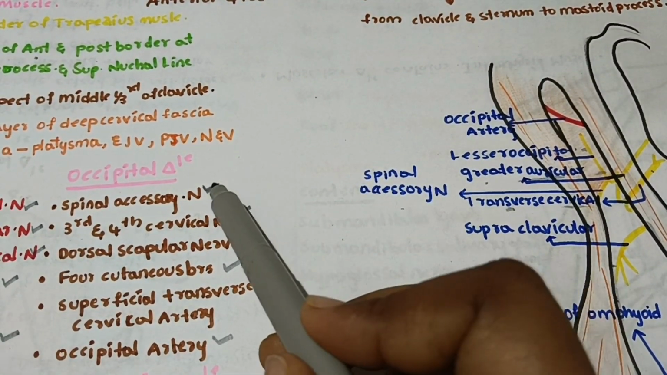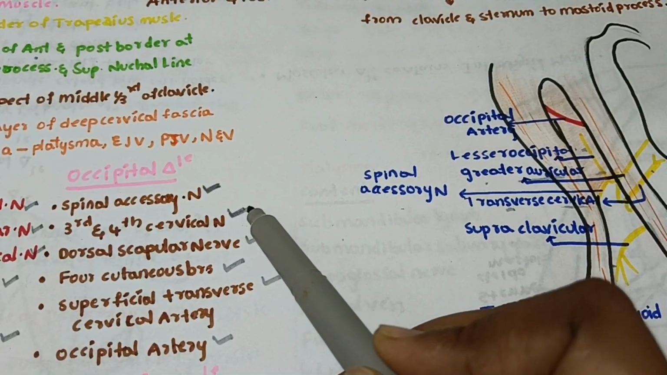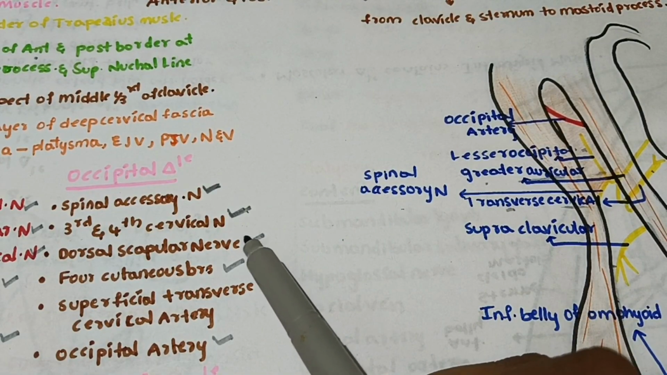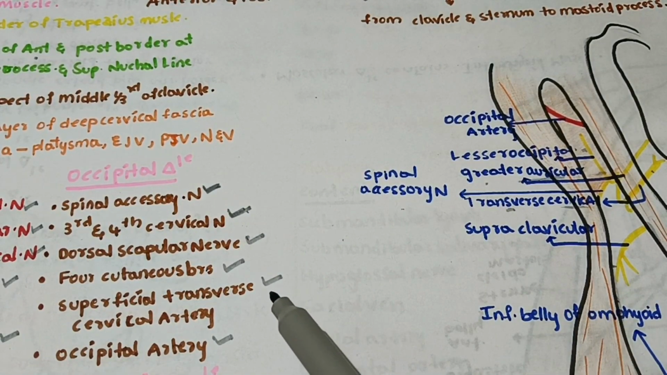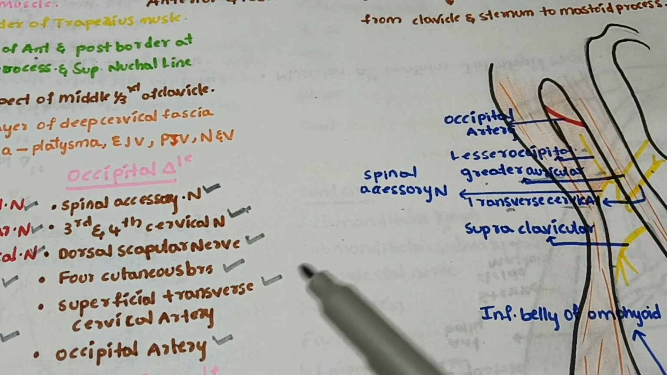Very easy to remember. 1 is a cranial nerve, 2 are cervical nerves, 1 is the dorsal scapular nerve, 4 are the cutaneous nerves and 2 arteries: superficial transverse cervical artery and occipital artery. These are the structures present in the occipital triangle.